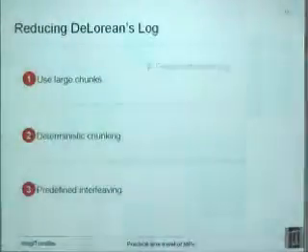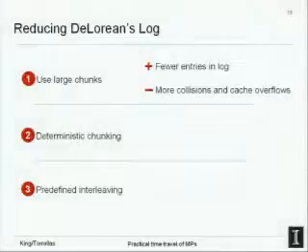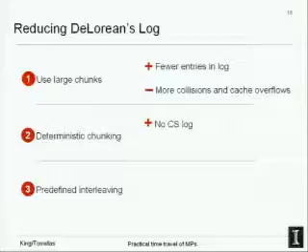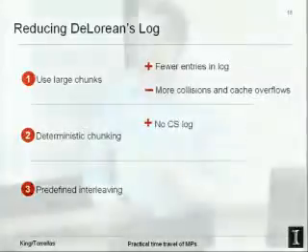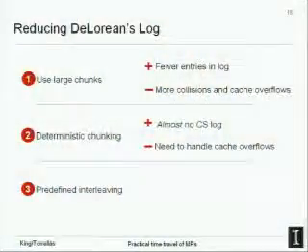Of course, there are trade-offs in all cases. If I use large chunks, you have fewer entries per log, but I may have more collisions. The longer the chunks, the more collisions, more overflows, and so forth. If I have deterministic chunking, then I can remove the CS log that used to keep the size of the log, but I may have non-deterministic events, such as cache overflows, where I need to cut the chunk. So then I'm going to have a small CS log that keeps only the size of those chunks that were cut non-deterministically. Okay, so there are some events that I need to log still.